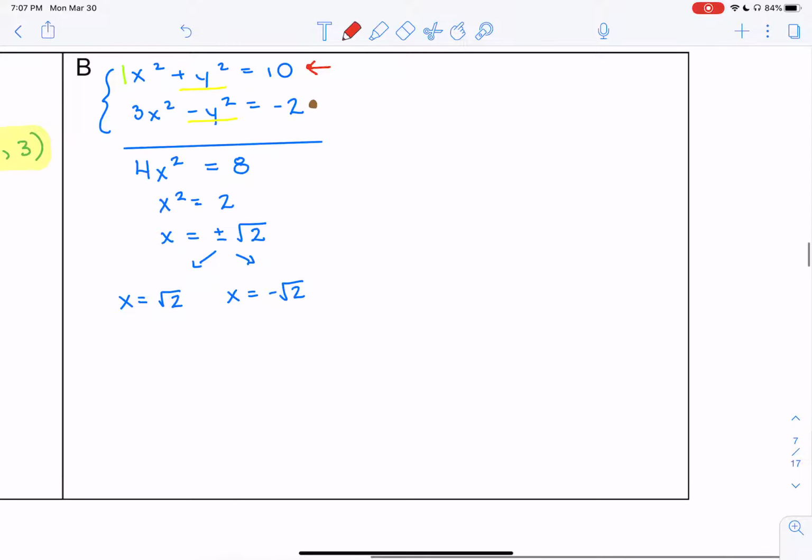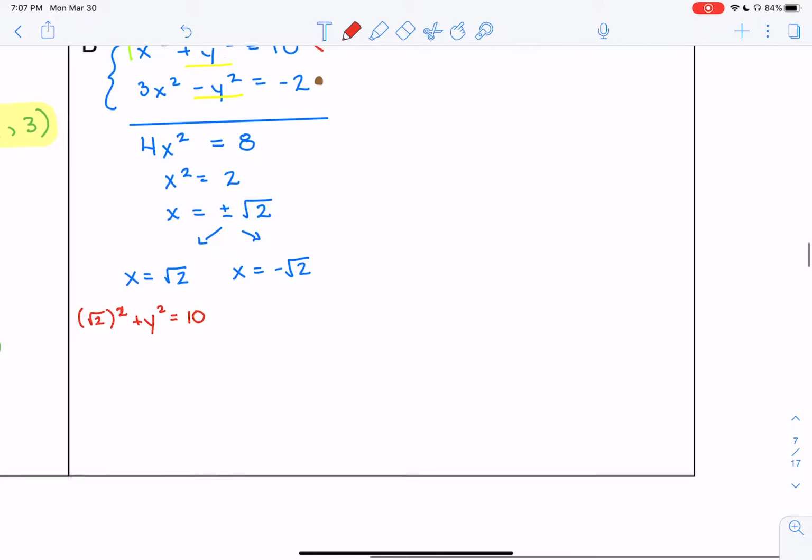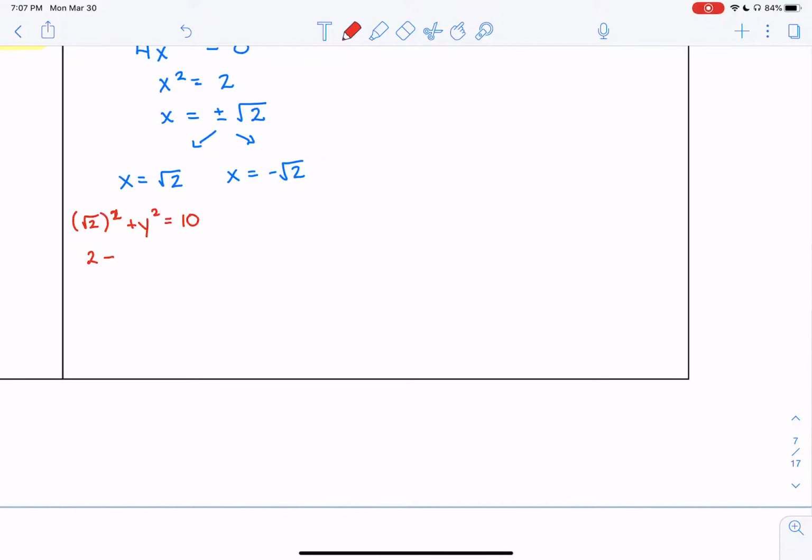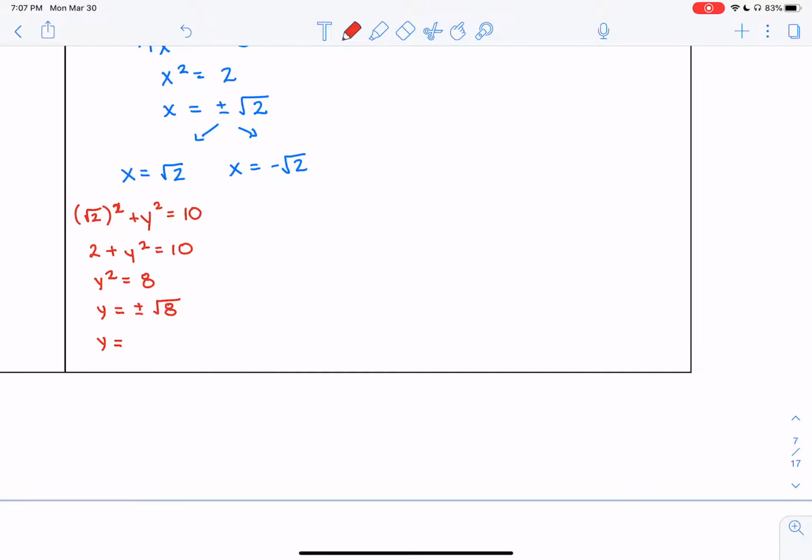So on that first equation, I have square root of 2 being plugged in, squared, plus y squared equals 10. The square root and the squared do end up canceling, so it just becomes 2 plus y squared equals 10. Subtract the 2 over, and I have y squared equals 8. Square root both sides, I get plus or minus square root 8. And you should know by now square root 8 is not simplified. That turns into 2 root 2. So I end up with y equals plus or minus 2 root 2.